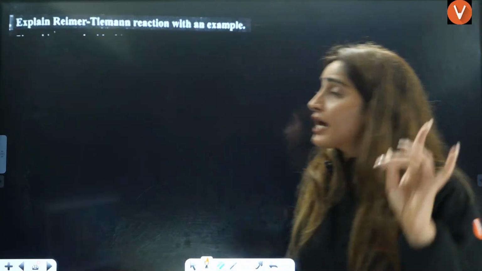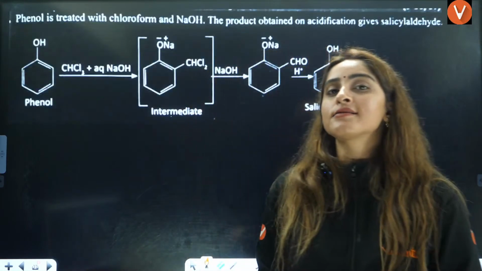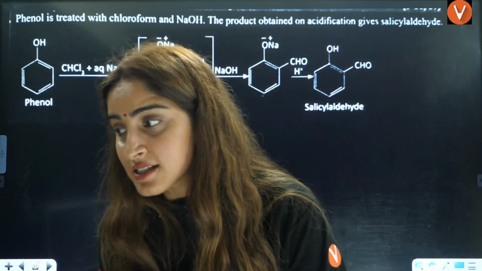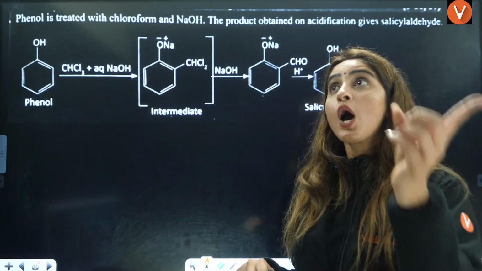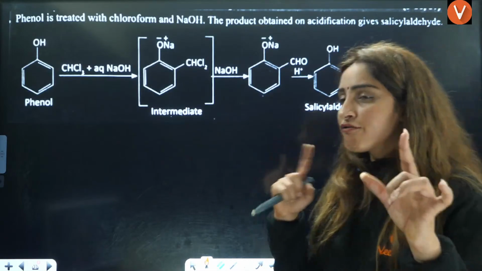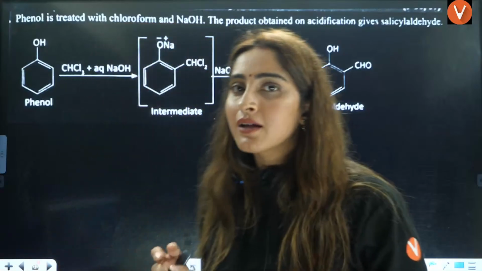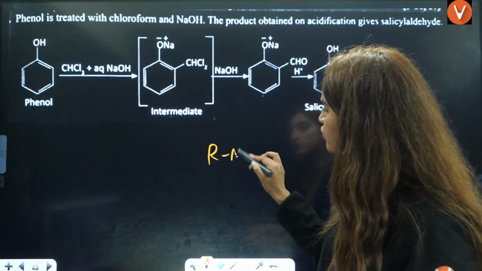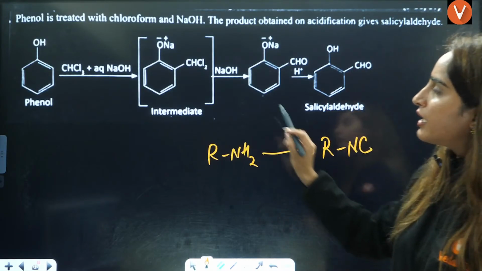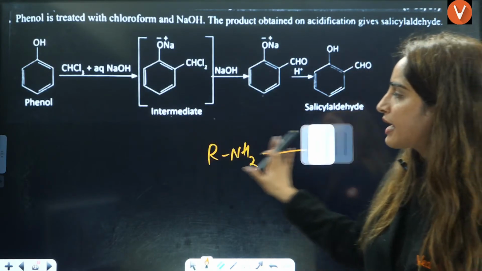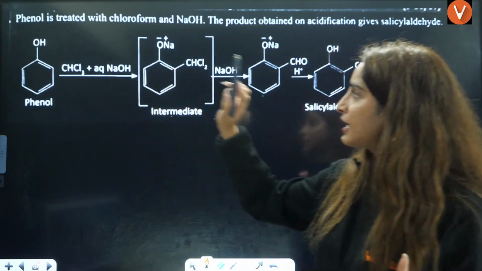If you talk about Reimer-Tiemann reaction, here the reagent is same as carbylamine test, that is isocyanide test, right? Carbylamine test is for 1 degree amines. Why am I also talking about carbylamine here? Because they are quite similar. In carbylamine, you have RNH2, same reagents, and it is converted to RNC. Here, phenol is converted to salicylaldehyde. The reagents are CHCl3 chloroform plus aqueous NaOH, right?